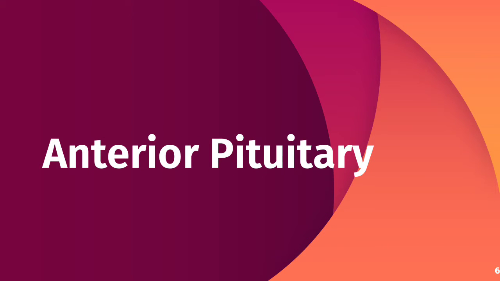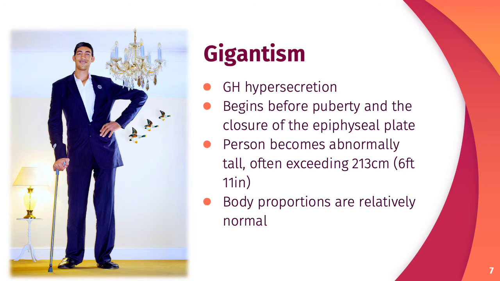The anterior pituitary specifically secretes the following hormones. We have the growth hormone, also referred to as somatotropin, the prolactin hormone, the thyroid stimulating hormone, the adrenocorticotropic hormone, the follicle stimulating hormone, and the luteinizing hormone. Now, common disorders associated with the hyperfunction of the anterior pituitary gland involve the growth hormone or somatotropin. One example of which is gigantism.